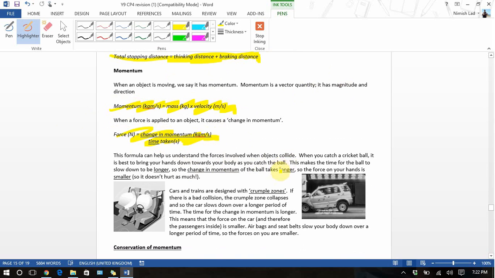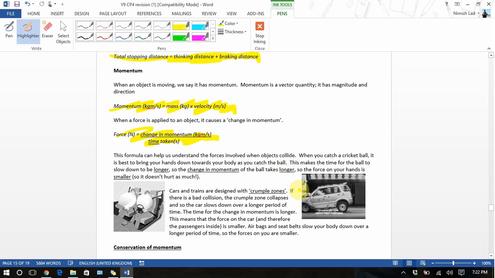Or when an object has a large force applied on it. So say you're trying to brake. Okay, this helps you understand that. So if you're going along in a car and you hit the brakes, this is why certain things happen. Remember, if you're hitting the brakes, there's a force applied on you, so you're trying to change the momentum. The larger the force, the quicker that change in momentum is going to happen. So if you're catching a ball, you bring your hands in to increase the time for the change in momentum, so it doesn't hurt your hands so much.